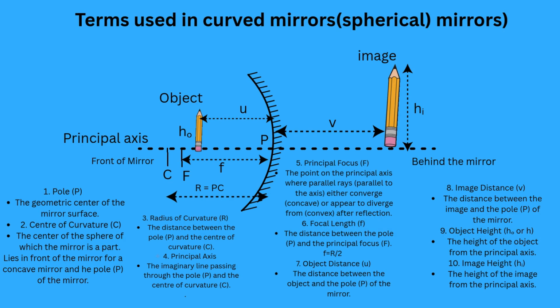As you can see, pole is the center of the mirror's surface, which is denoted by P. The center of curvature is denoted by the letter C. The distance between the pole and center of curvature is the radius of curvature. Focus F is the point on the principal axis where the reflected rays meet or appear to meet. Focal length is the distance between pole and the principal focus. Then there is object distance, object height, image height, etc.